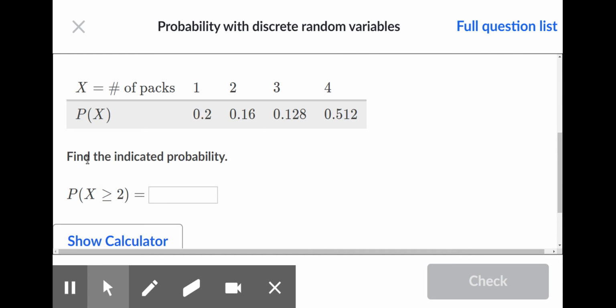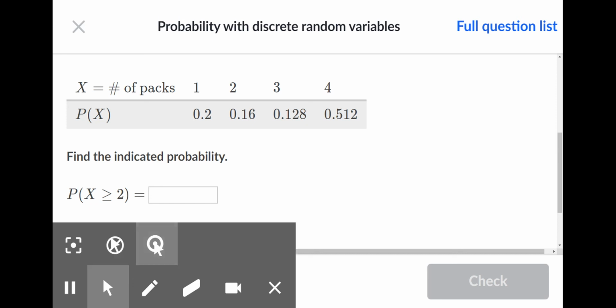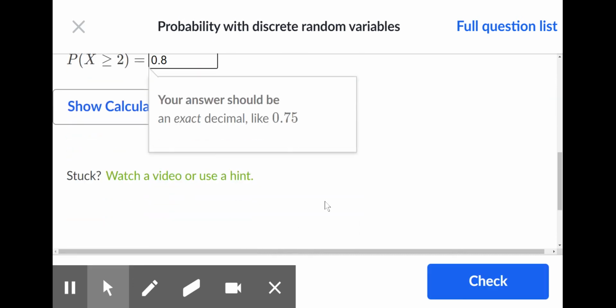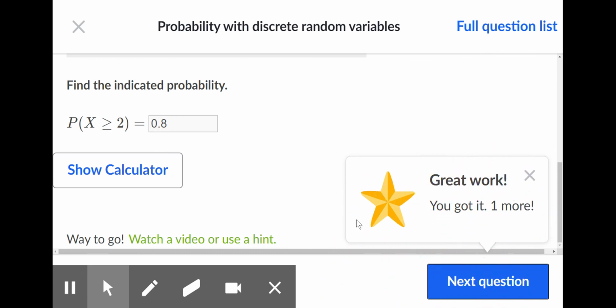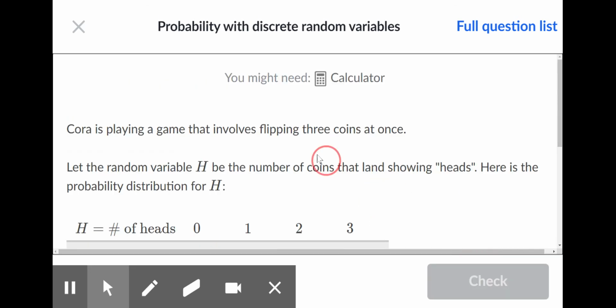They ask, find the indicated probability such that x is greater than or equal to 2. So does it include 2? Yes, it does. So we add 0.16 plus 0.128 plus 0.512. That will give us 0.8. Sweet. So hopefully that will help answer some of your questions. You want me to do one more?